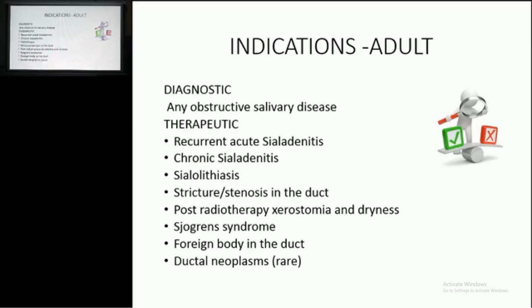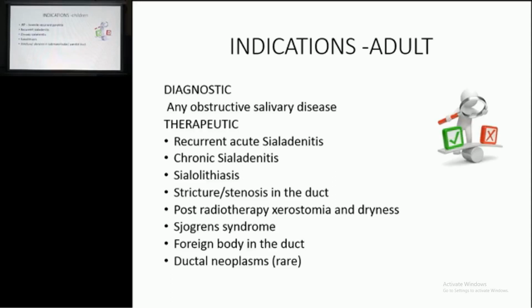In Sjogren's syndrome, again the same pathology, you can flood the glands with steroids and help these patients to some extent. Very rarely you have foreign bodies in the duct which can be accessed via sialendoscopy, and again rarely ductal neoplasms which can also be biopsied through this.